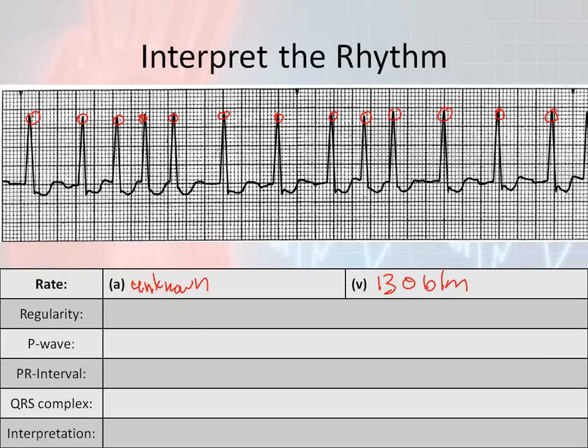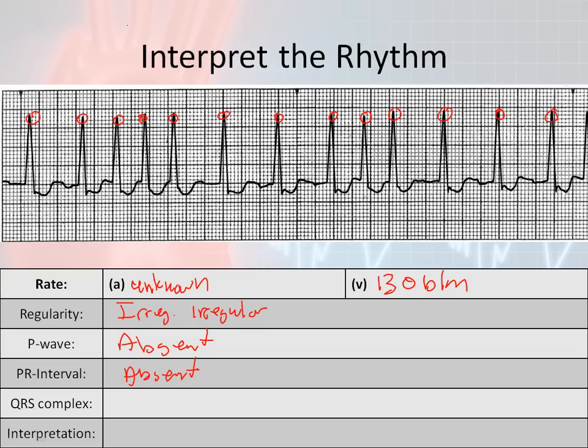My regularity, if you were to actually take your calipers and look at this, you would find that there is no regularity whatsoever. There is no pattern at all. So I'm going to say irregular. My P wave, I don't have a P wave, so I'm going to put that it's absent. My PR interval is absent because I don't have a P wave.